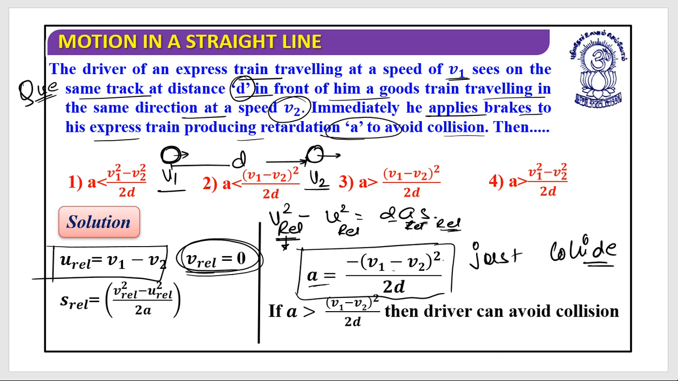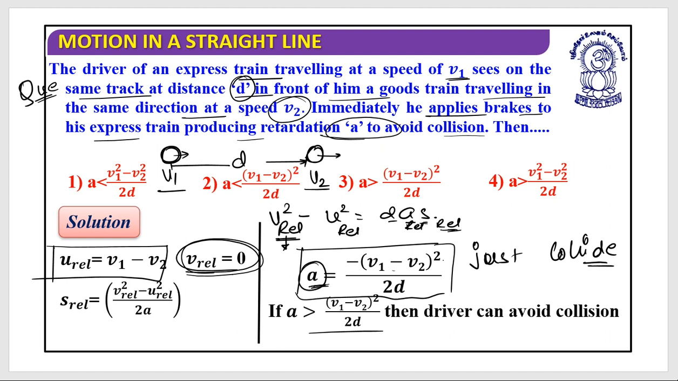This is the situation when these two trains will just collide. So if you want to avoid the collision, your acceleration, technically it is a retardation because you are applying a brake which will oppose the motion. So your retardation should be greater than this. If you can manage to do this, you can avoid the collision. If you cannot, and the retardation would be the same, then they will just collide.